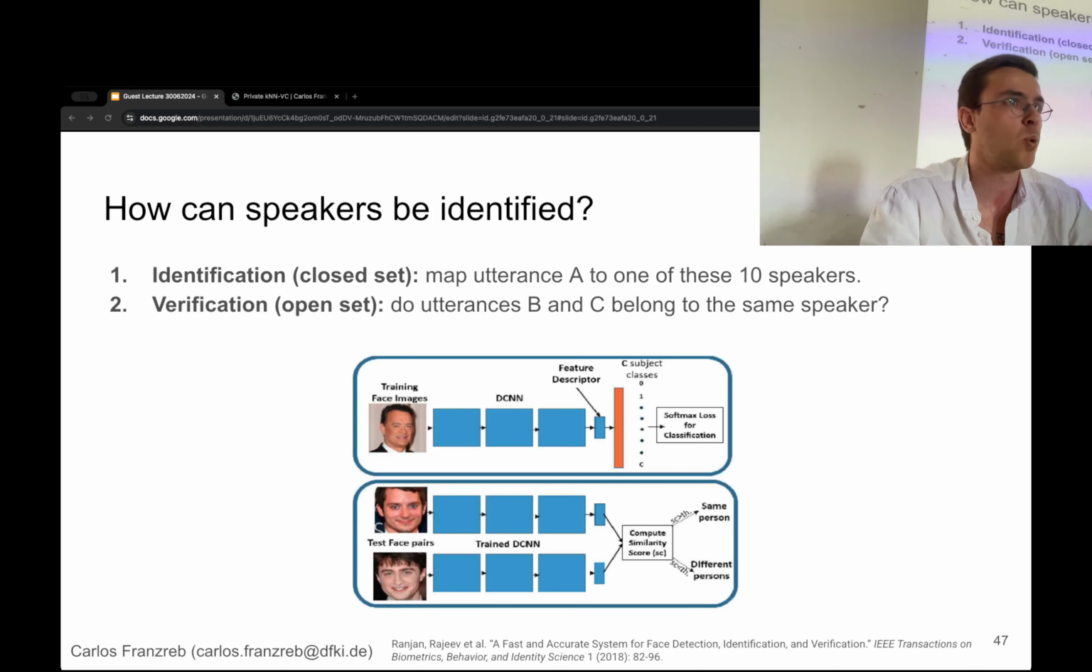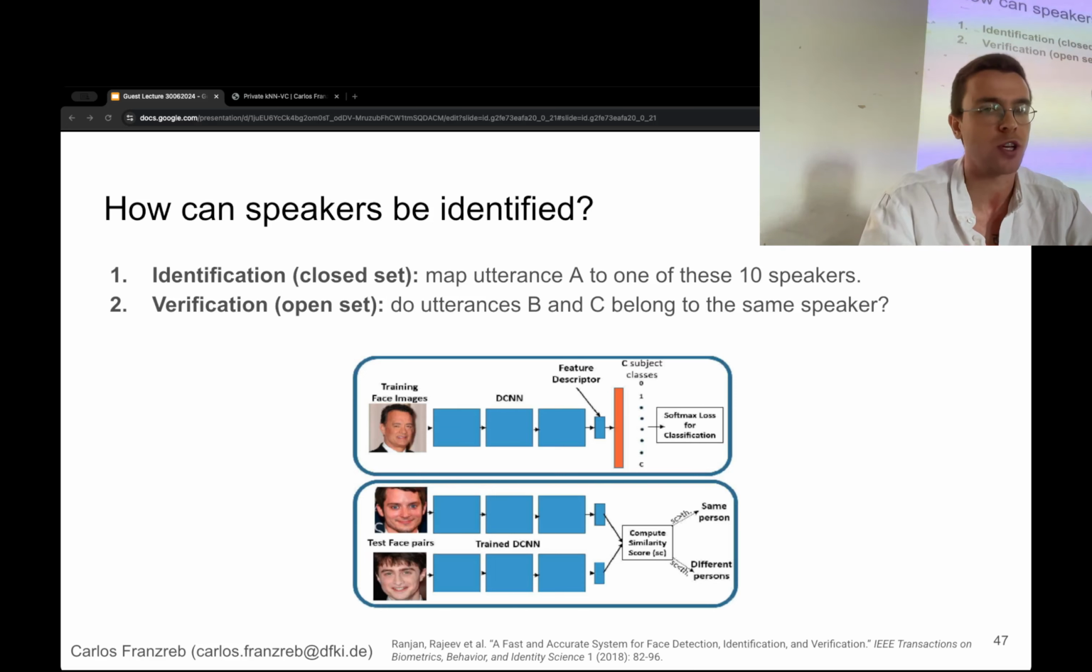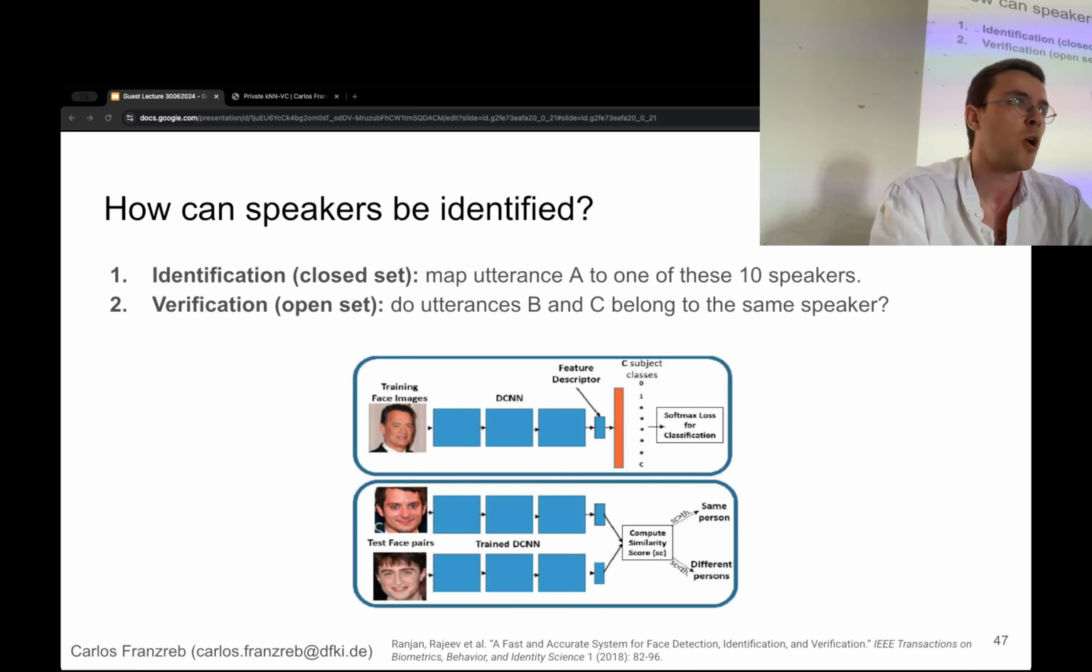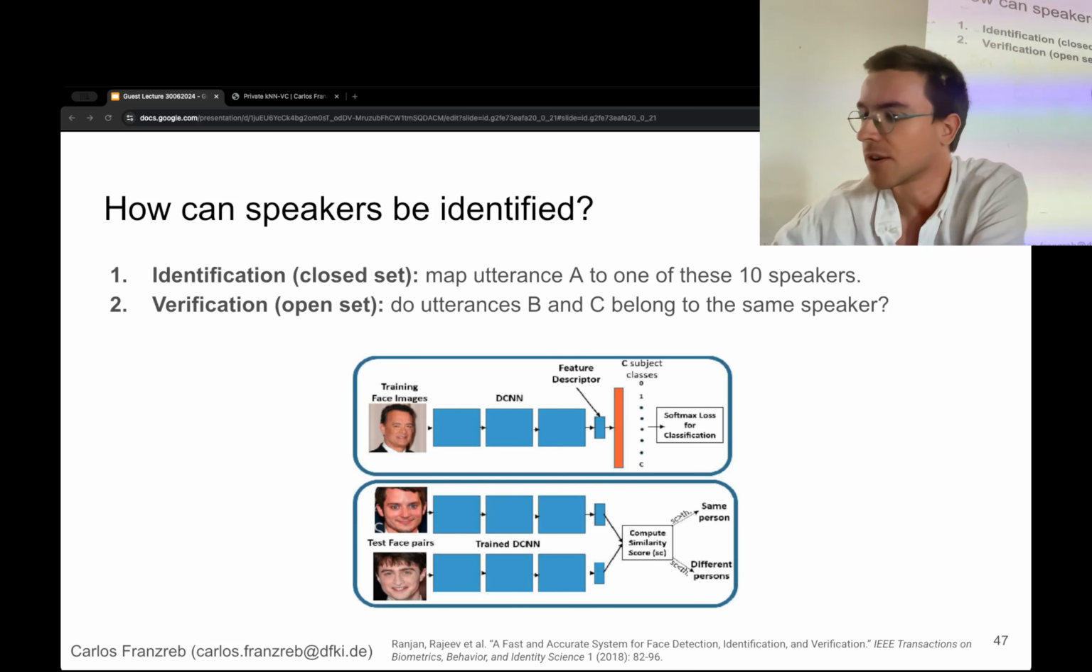And there are basically two paradigms that you can explore here. The first one is called identification, which uses a closed set scenario, meaning that you have 100 speakers and your job is to identify one of those 100 speakers. You're not going to encounter a speaker outside of those 100. And then verification proposes a more open scenario, meaning that you're given two utterances and your job is to find out whether they belong to the same speaker or not.